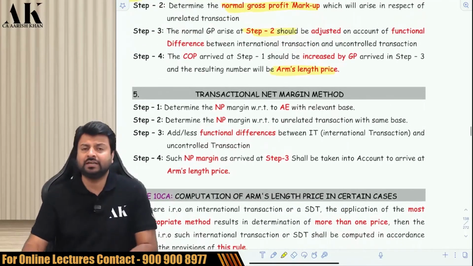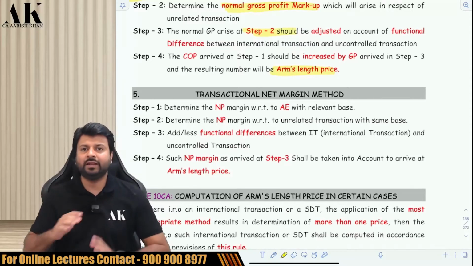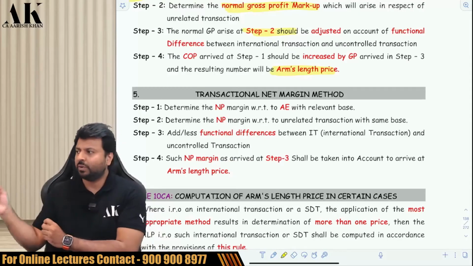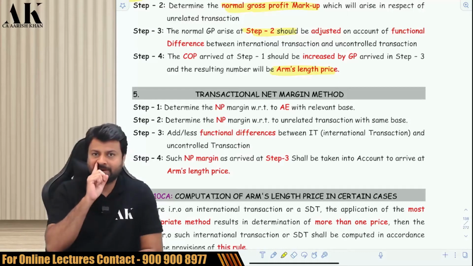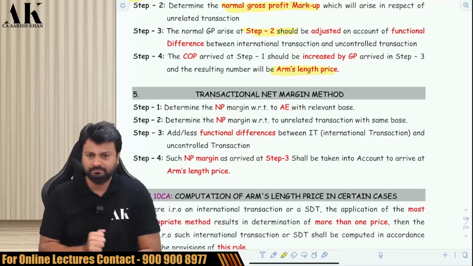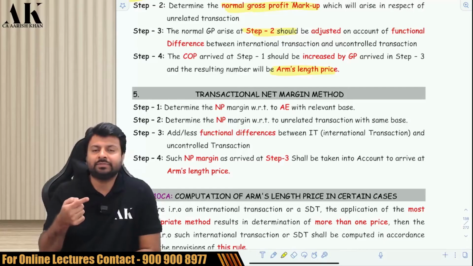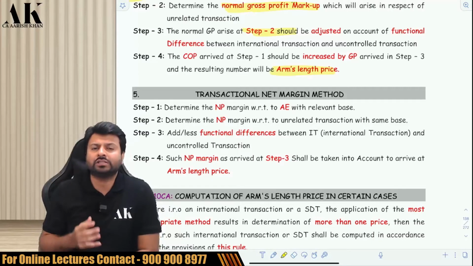Let's come to the next method, that is the transactional net margin method. The transactional net margin method is a very simple method whereby you compare the net profit margin of two entities, one with your associate enterprise and one with your third party. In that case you have to be very careful. When taking a net profit margin, in the numerator you are always going to take the operating profit, but in the denominator, what will you take? In some cases you can take sales, and in some cases you can take cost. So when to take sales, and when to take cost? In the denominator, if you are selling to someone, then you take cost, and if you are purchasing from someone, then you take sales.